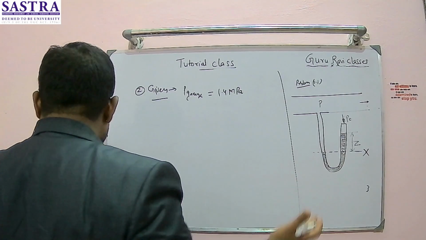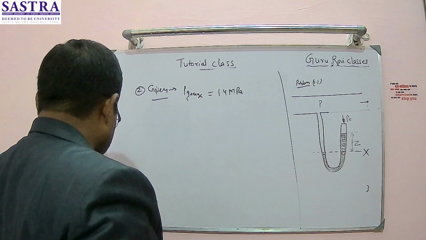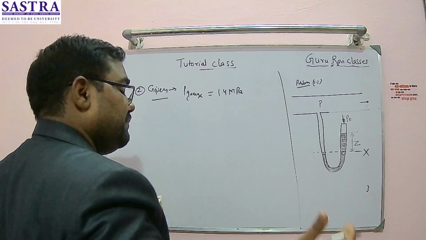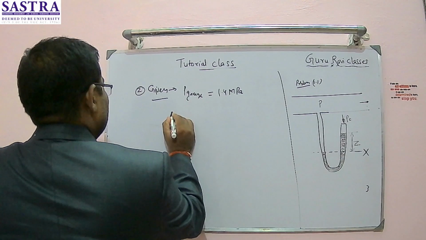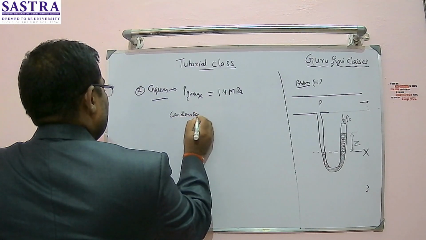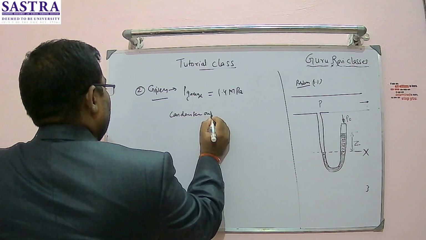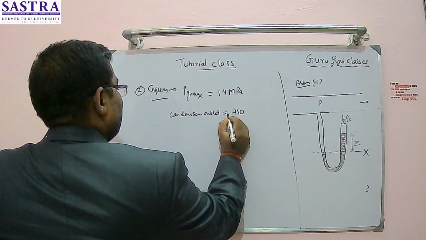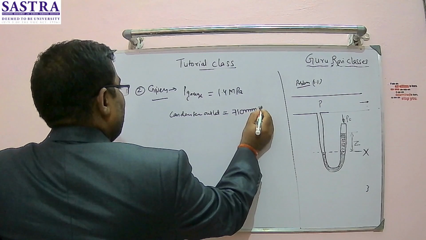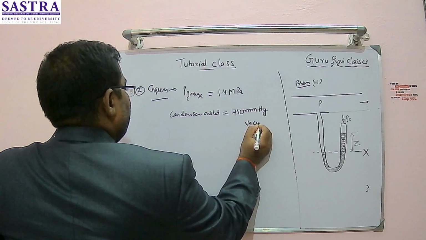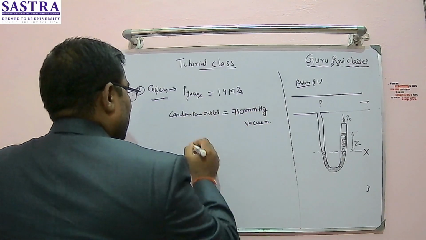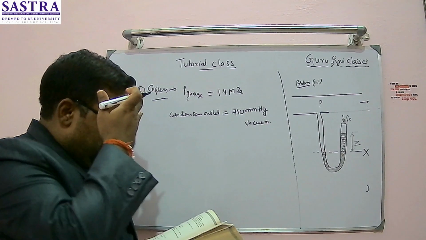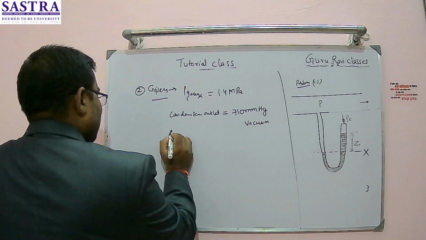After expansion in the turbine, the steam flows into a condenser, which is maintained at a vacuum of 710 mm. So the condenser outlet is mentioned as 710 mm Hg vacuum. So the pressure in the condenser is mentioned as 710 mm of mercury. The barometric pressure, right?